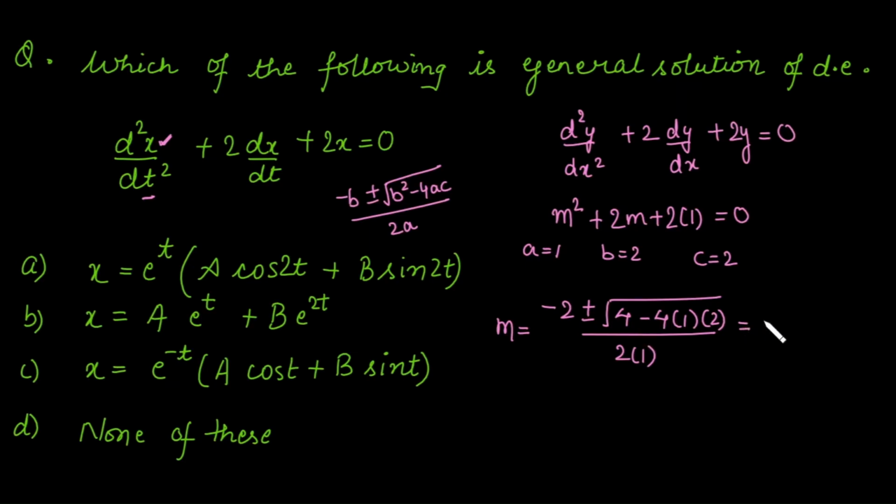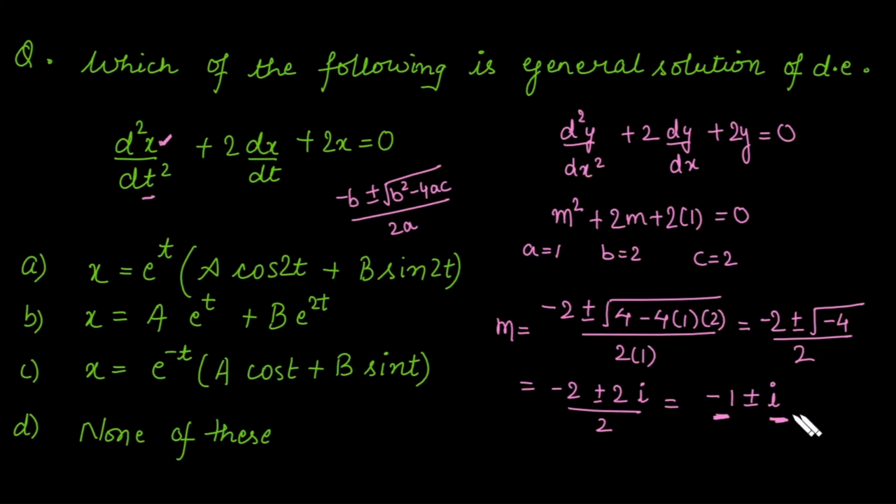So we can write this as minus 2 plus minus under root 4 minus 8 is minus 4, divided by 2. Simplify this. This is minus 2 plus minus root of 4 is 2, root of minus is iota, divided by 2. This is equal to minus 1 plus minus iota. So according to this, the real part is minus 1 and the imaginary part is 1. So from here we can say that option C is correct.